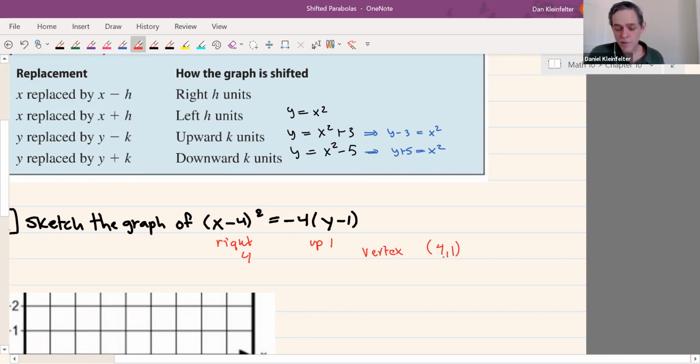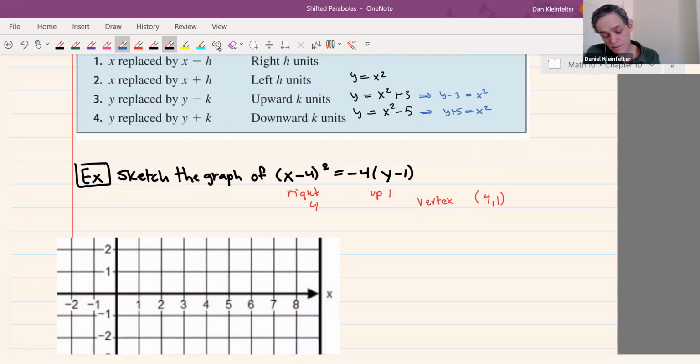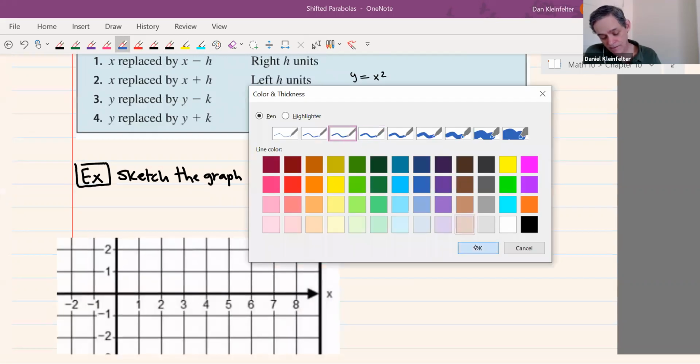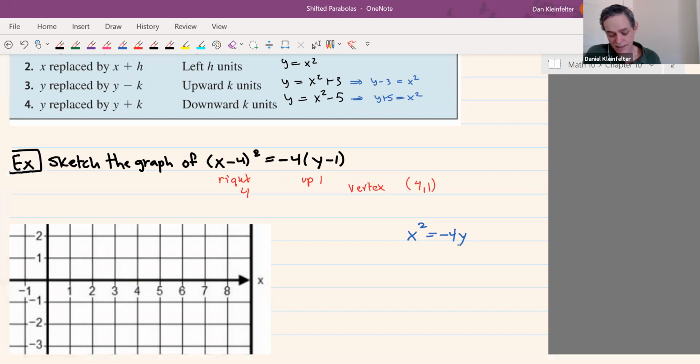Okay, so the approach that we can take to this is we can think about what the graph of the unshifted one would look like. That is, it would be x squared equals negative 4y, right? And then just relocate that so that its vertex is in the correct place.